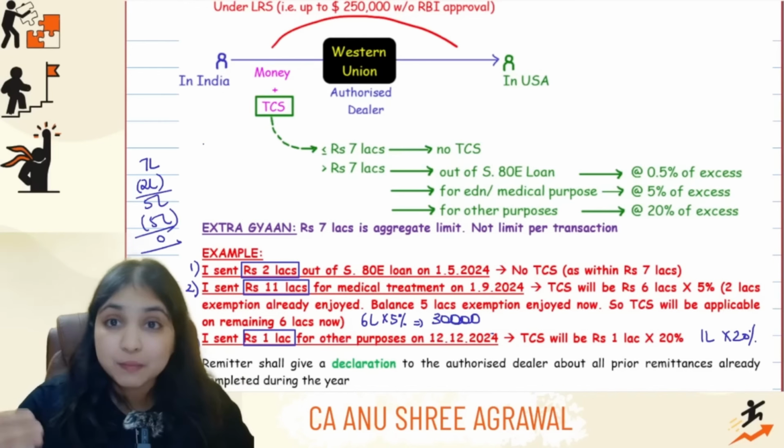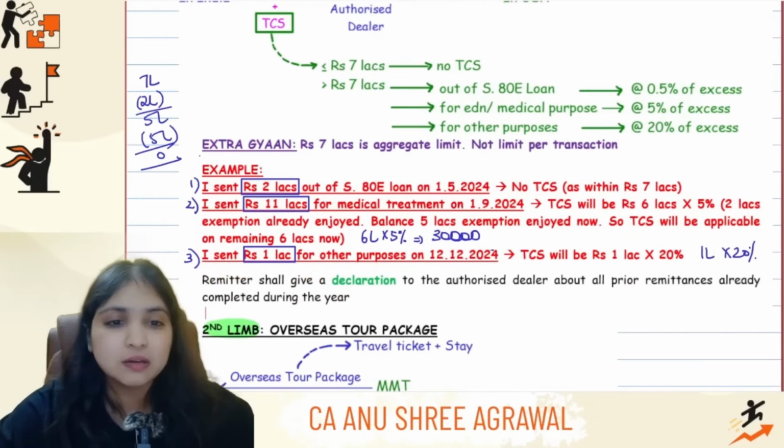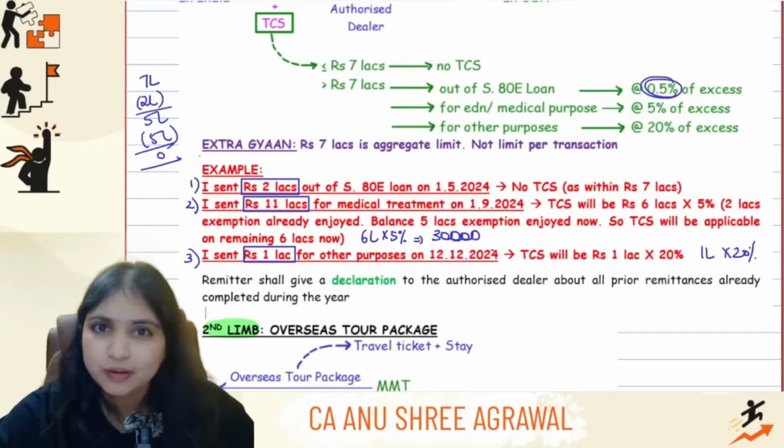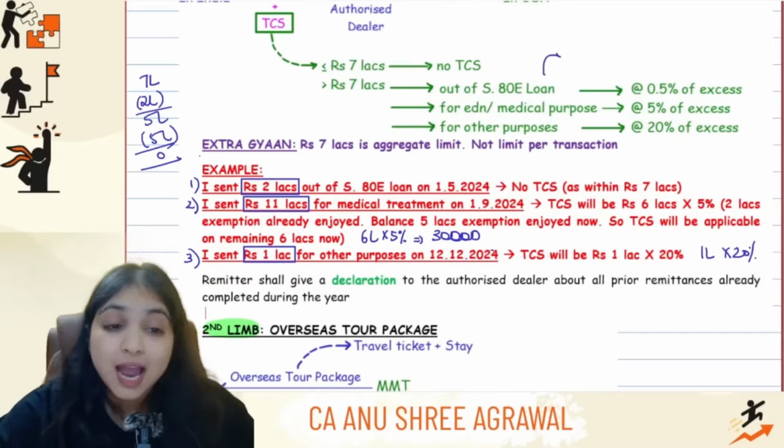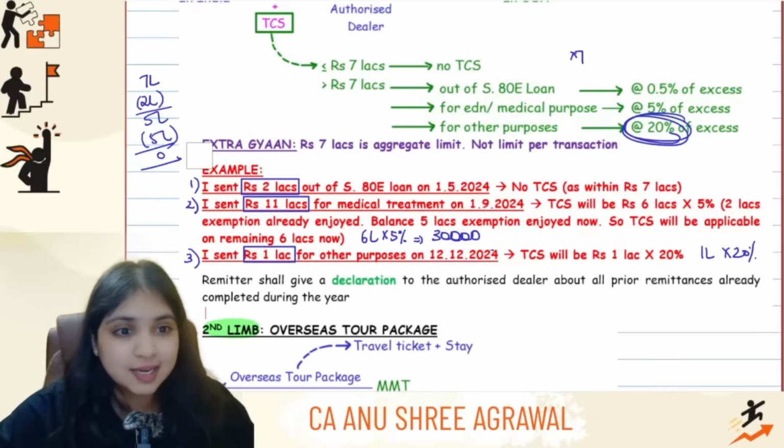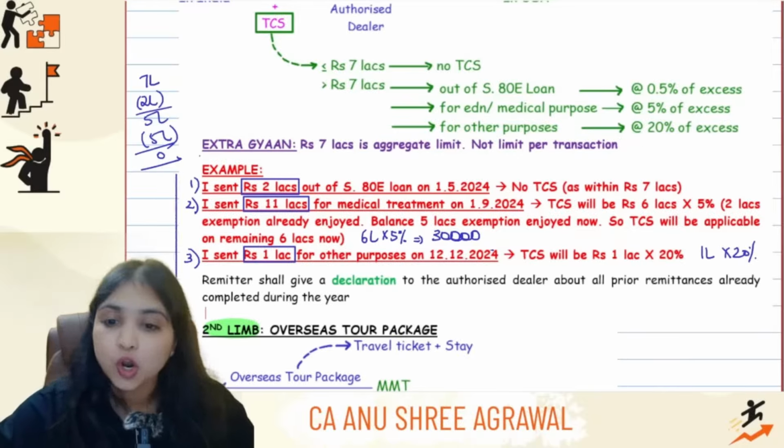And one more thing is, see, can I say that the 80E loan is only 0.5%, so over here I will not enjoy the 7 lakh exemption; instead, let me enjoy the 7 lakh exemption over there because the TCS rate is higher? No, I can't say like that. I'll have to go in chronological order.